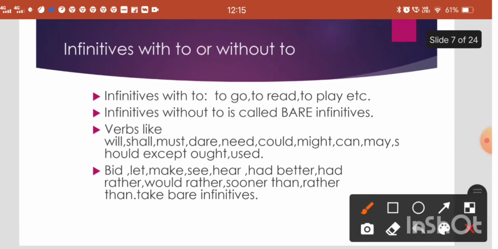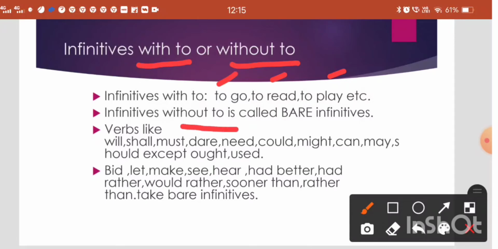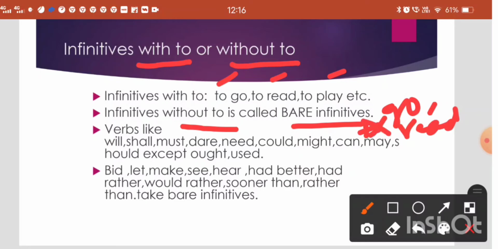First of all, we will try to collect information about infinitives. Two kinds of infinitives, with to or without to. With to means simple infinitives, and without to means bare infinitives. Infinitives with to, for example, to go, to read, to play. It means we have added to to the first form of the verb. But in bare infinitives, without to, we don't write to. To is understood. The examples are go, read. We don't add to. To is not written here.